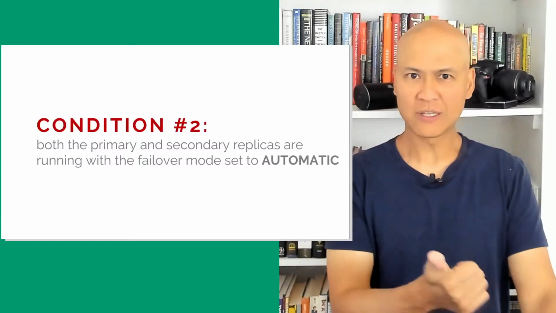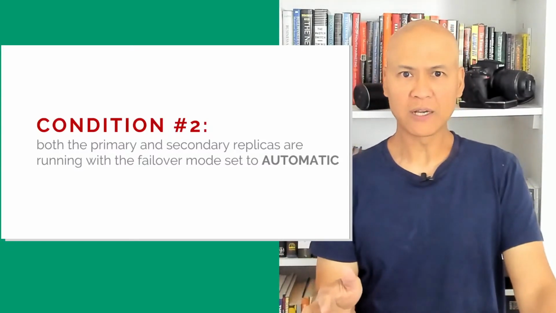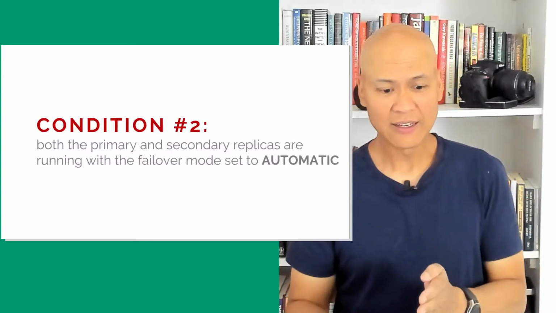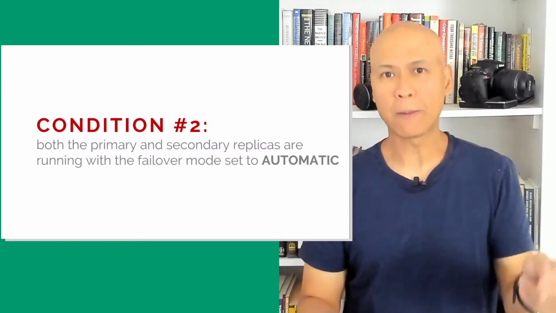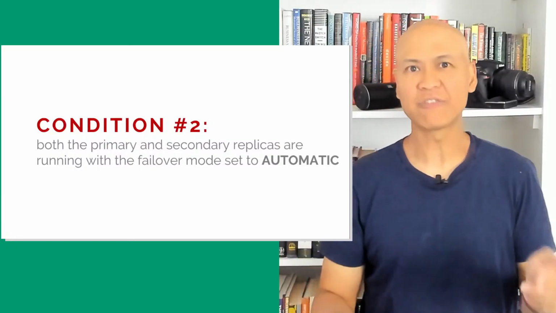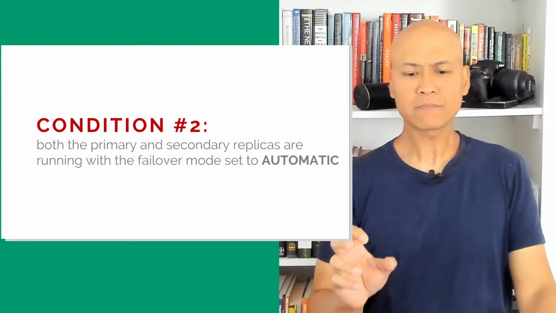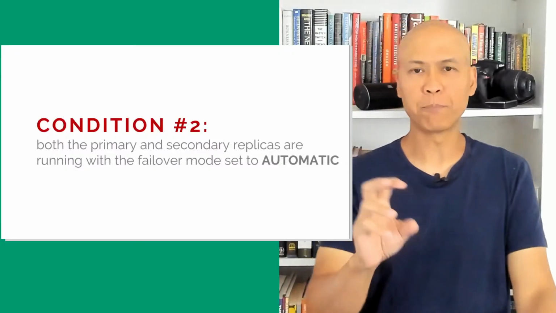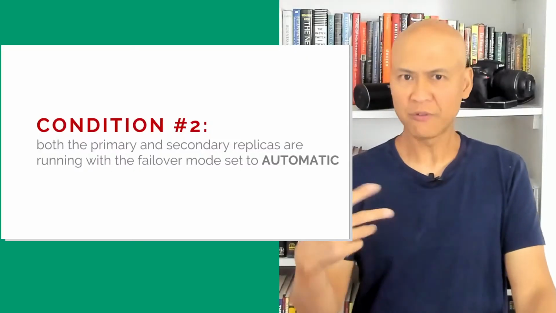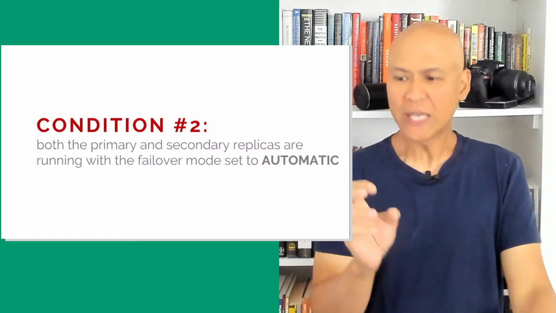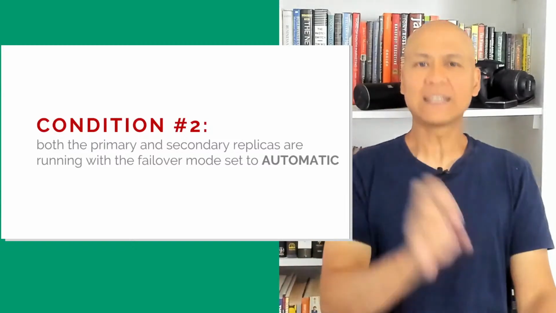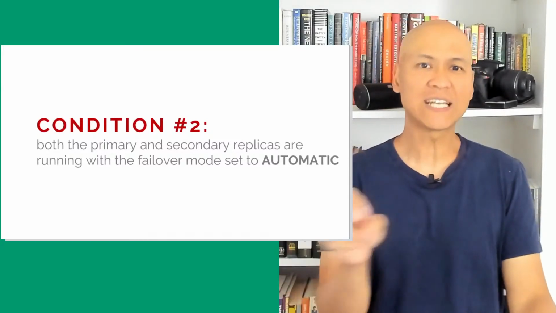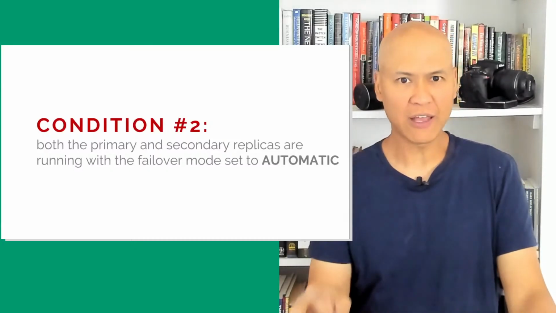So again, first one, condition number 1: primary and secondary replica, they both have to be configured in synchronous commit mode. And condition number 2: both primary and replica have to be configured in automatic failover mode. Now, here's the thing though. When you're using the GUI, SQL Server Management Studio, and you're configuring an Always On availability group, you can have synchronous commit without automatic failover. Okay? You can have synchronous commit without automatic failover.